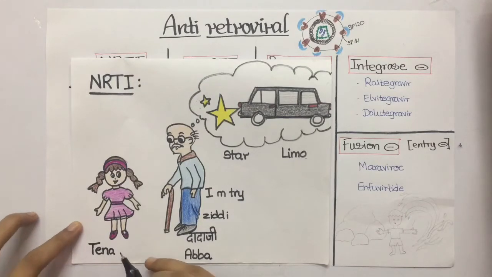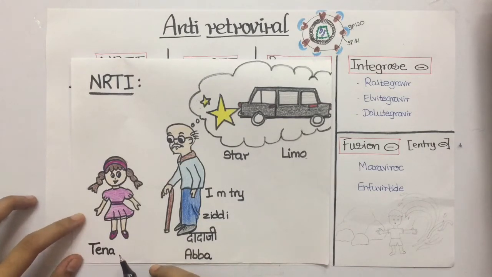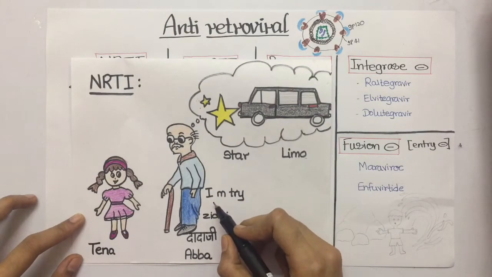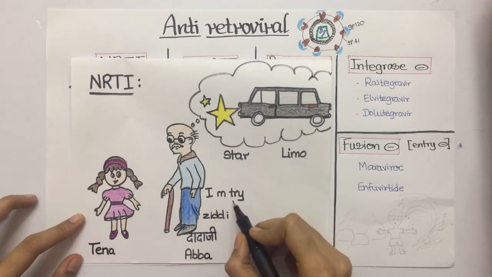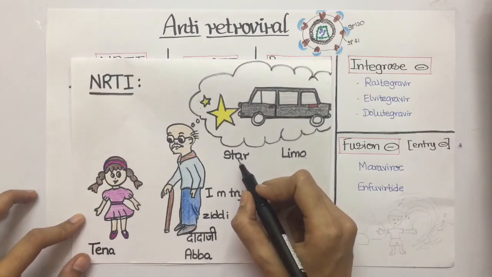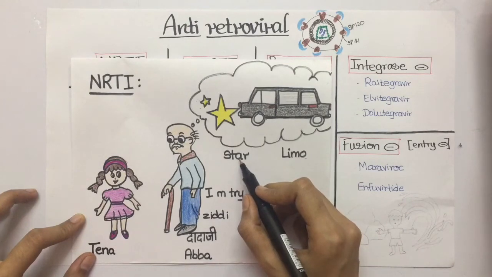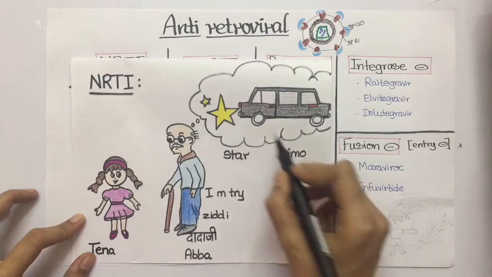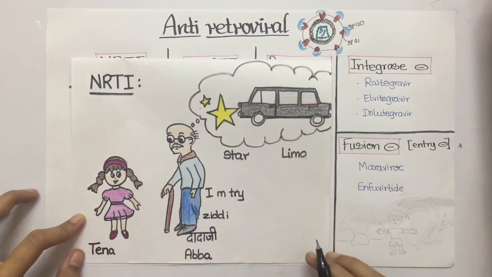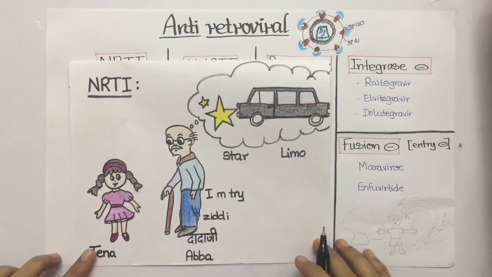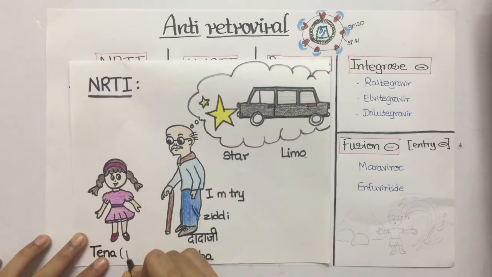So we have our girl whose name is Tina, and Tina has a Dadaji whom she calls Abba. Now this Dadaji of Tina is very ziddi because he says that I am trying to become a star for my granddaughter Tina. Now he thinks that he'll become a star for Tina only if he owns this big car, this limo car. Okay, now let's understand the drugs. So Tina stands for tenofovir.